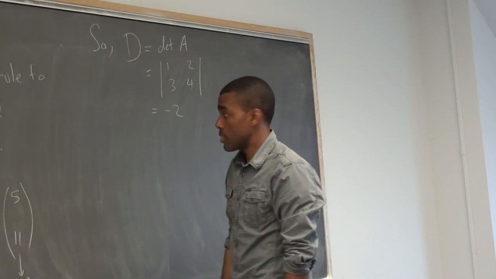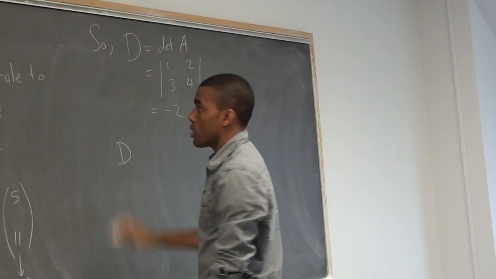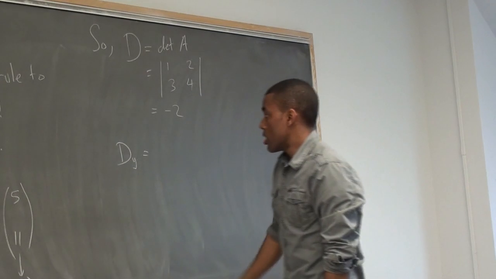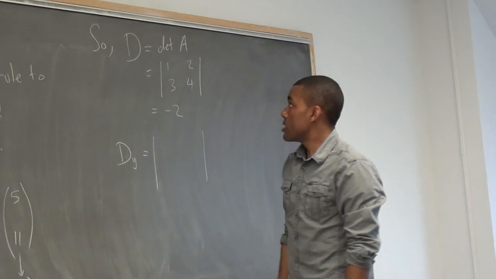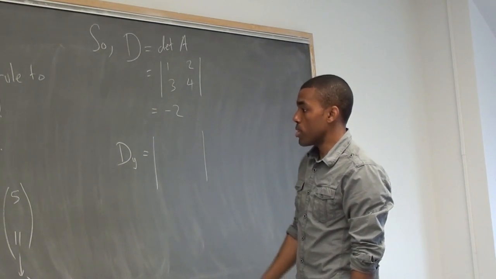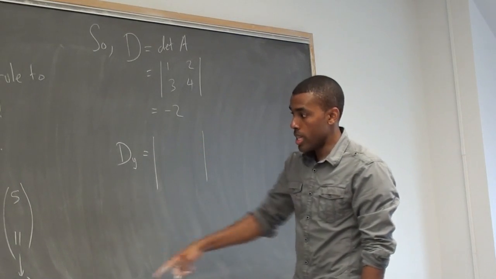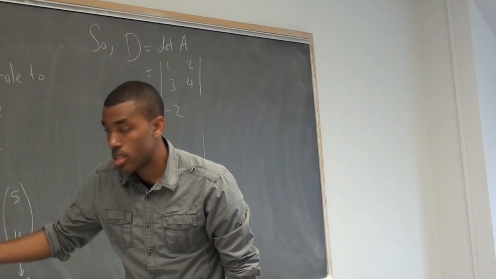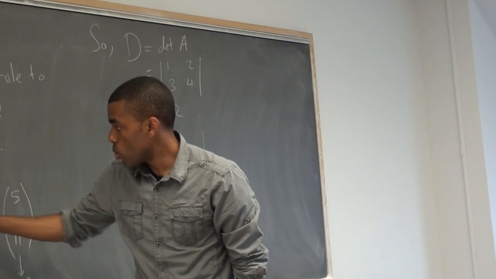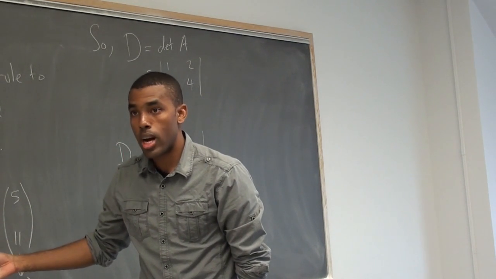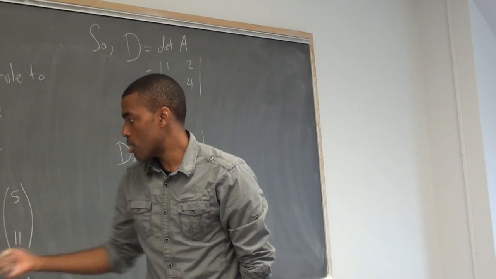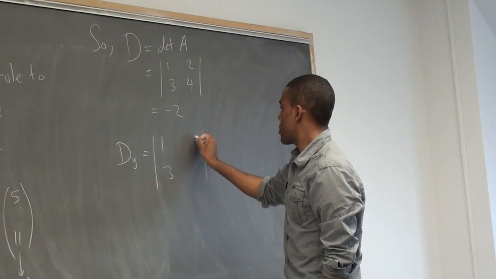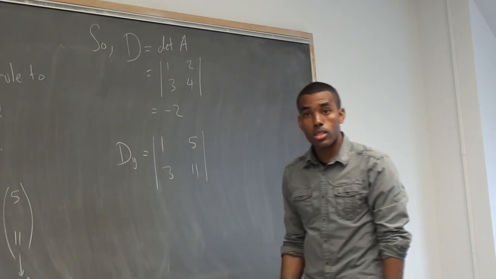Now, which one do we want to solve for? y, right? So we need to find dy. dy is the determinant of the matrix you obtain when you replace the y column with the answers column. Remember, this would be your x column. These give you the coefficient of x. This would be the y column. These give you the coefficient of y. If I replace the y column with the answers column, I obtain this matrix.